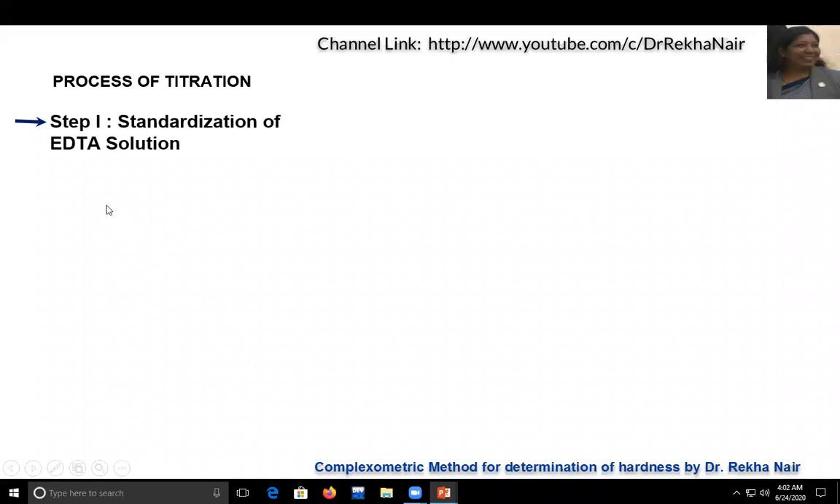Now, the process of titration is as follows. We will be doing three different titrations. There will be 3 steps of titrations. The first step is the standardization of EDTA solution.